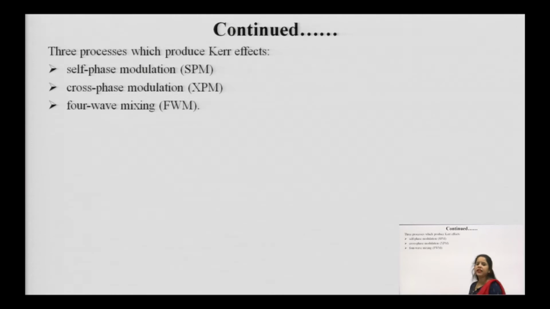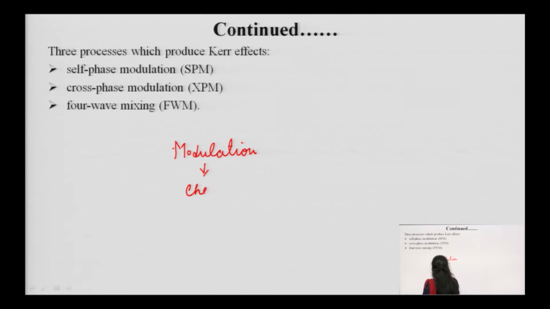Now, there are three different types of Kerr effect. The first one is self phase modulation, the second one is cross phase modulation, and the third one is four wave mixing. So, before going through them, let's have a recap of modulation. Modulation means some changes. In general terms, we can say that if there exist some changes, then only modulation can be used.